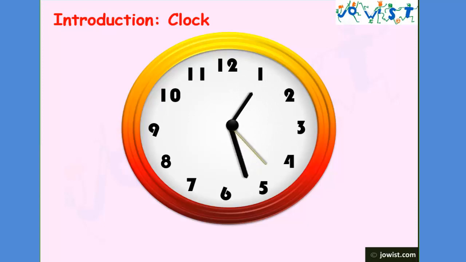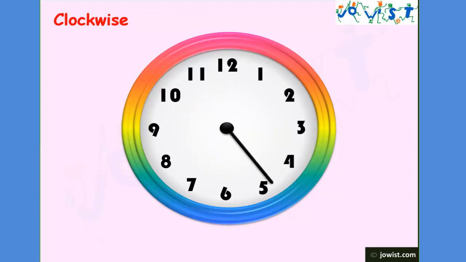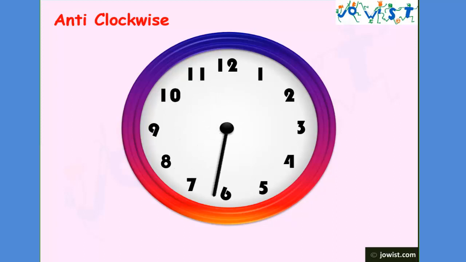The thick long hand makes one round in an hour, and the thick short hand moves from one number to the next number in an hour. All the hands move together and help us to know the time of the day. When the hand of the clock moves in ascending order, that is from 1 to 12, it is called clockwise direction. And when the hand moves in descending order, that is from 12 to 1, then it is called anti-clockwise.